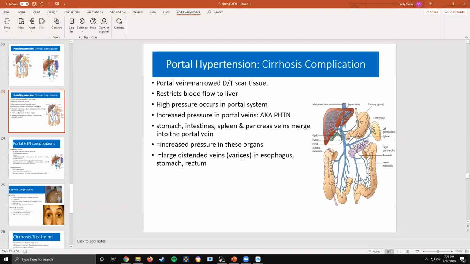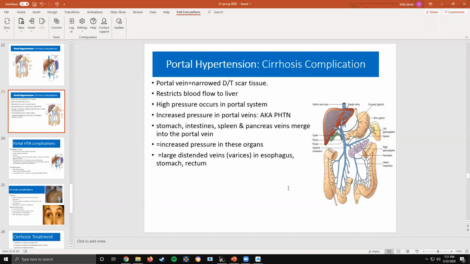These large distended veins are called varices. So you've heard the term esophageal varices, which we'll talk about shortly. But varices are basically a bulging of the vein. It bulges out, and that causes it to be weak, and then it can easily burst. And when you have a burst varix, then you have GI bleeding.